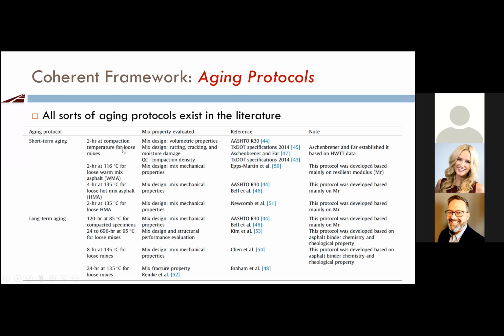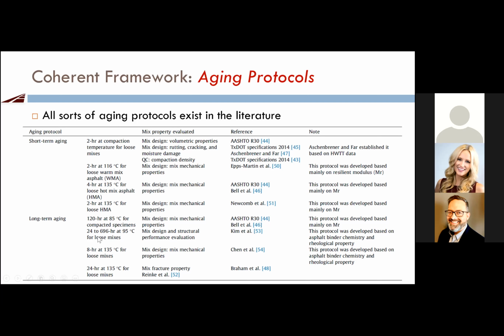That's for volumetric design. And most recently, in the last several years, NCHRP 9-52 found that you really need 2 hours at 135 C for short-term aging. Although 4 hours at 135 C has been used for many years for performance evaluation and is also specified in R30, based on the most recent studies it seems the 2 hours at compaction temperature, or 135 C for hot mix, is the right choice for short-term aging.